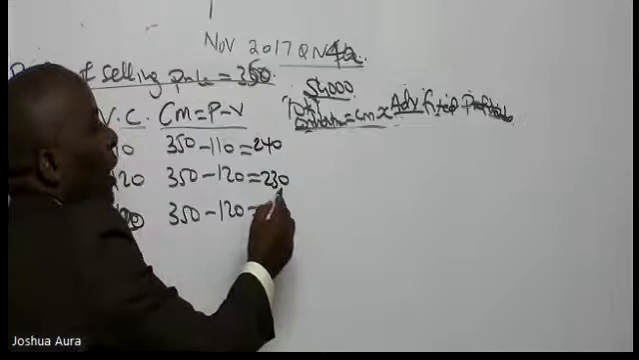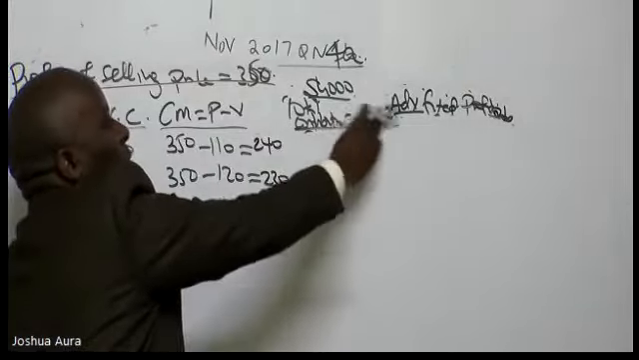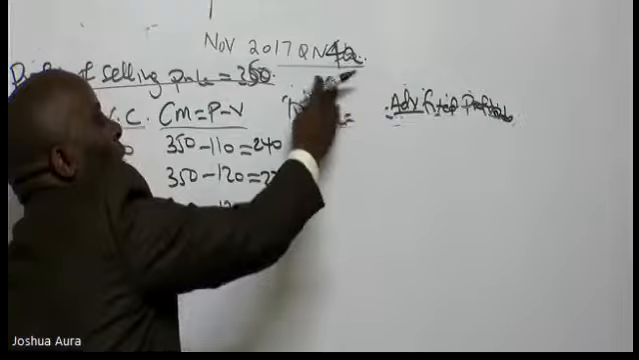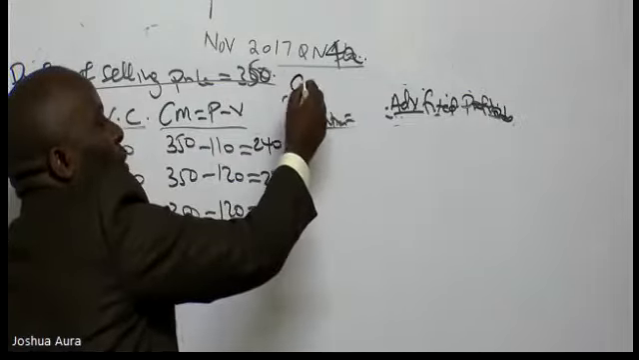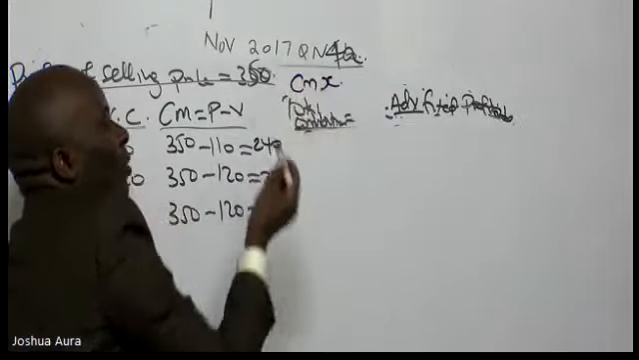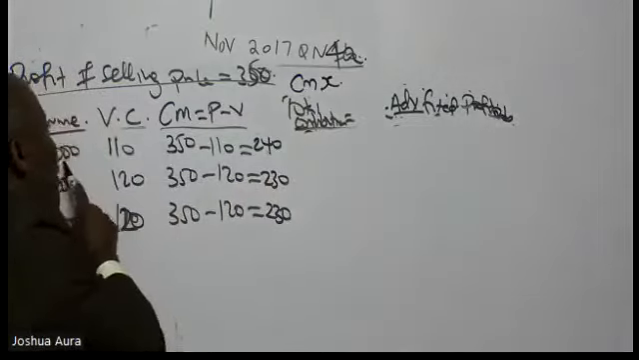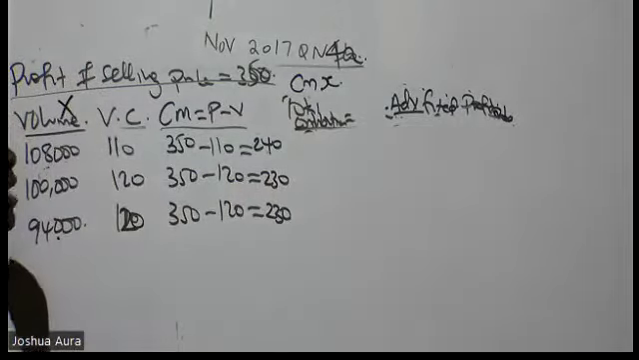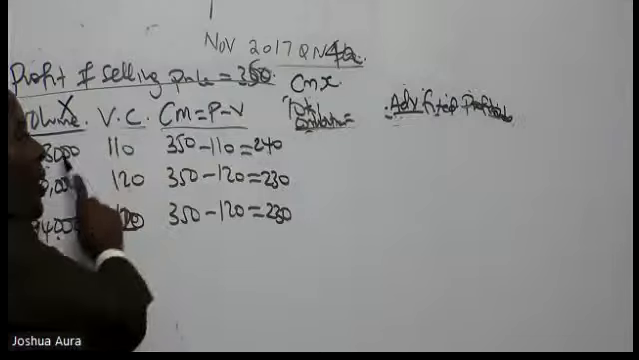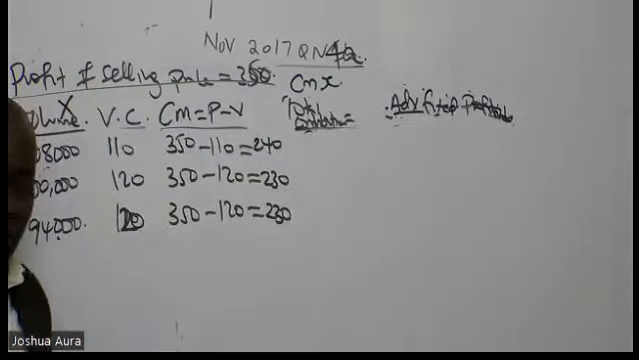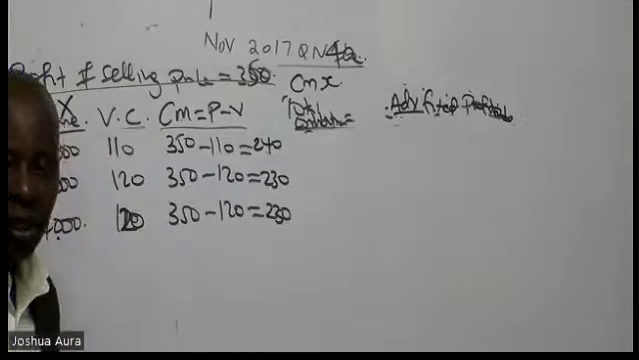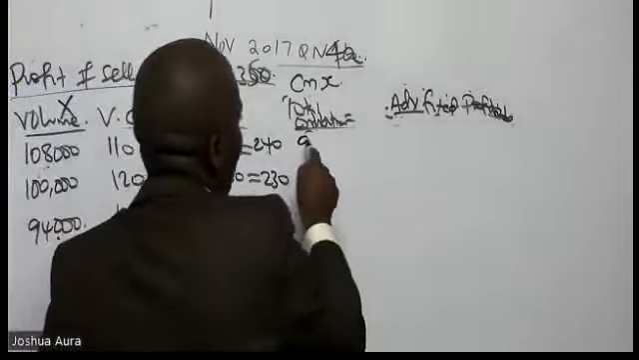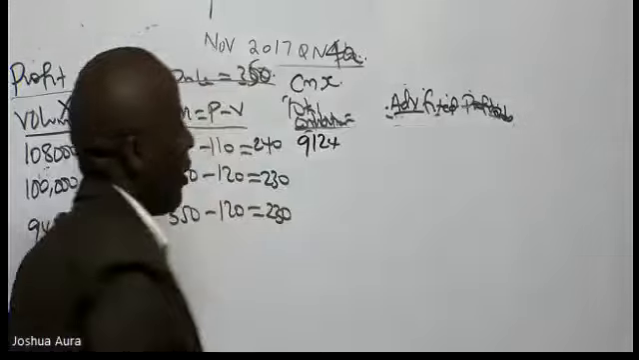So having gotten that, now we can easily get the total contribution in shillings thousands. Remember, for us to get total contribution, we take contribution per unit times number of units, divided by 1,000 because our figures are in terms of thousands. So the first one, according to Gordon, is 91.24. How about the second one?